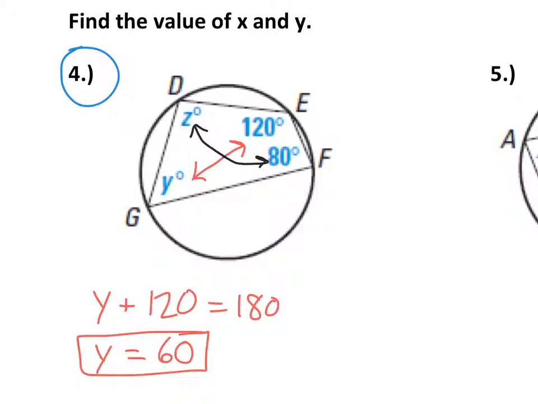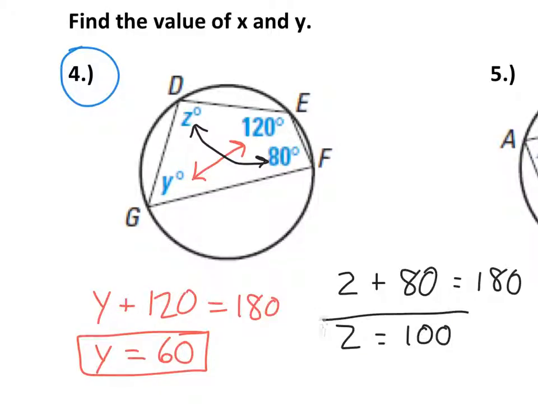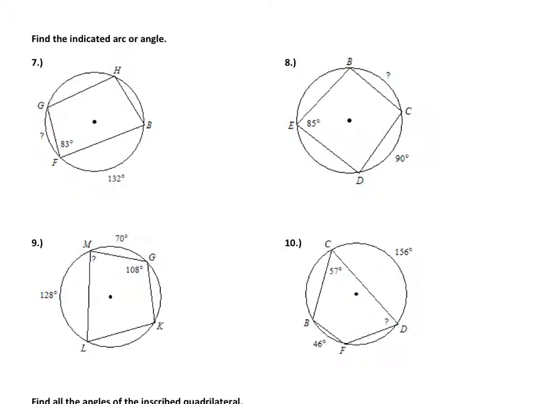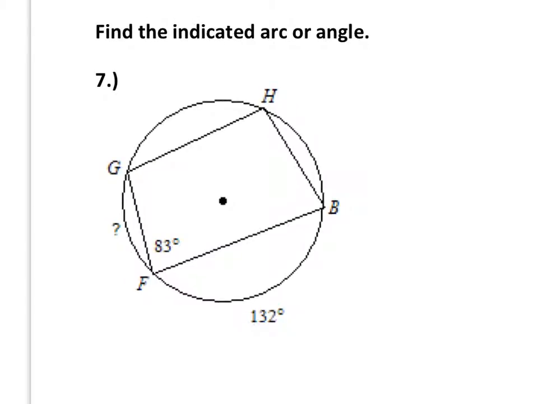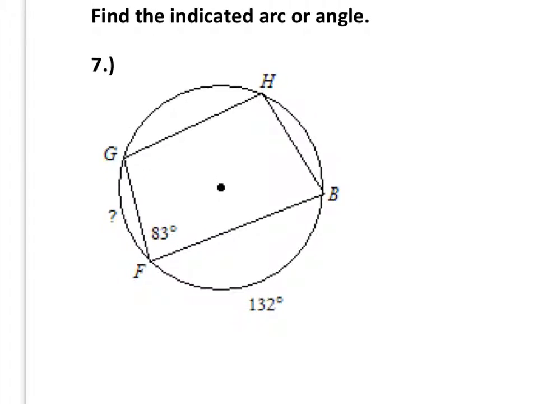Now let's find z. Same process. Z plus 80 equals 180. Subtract 80 from both sides, z equals 100. Alright, let's do one more. It gets a little bit more complicated. So we can use that process and our understanding of inscribed angles and inscribed quadrilaterals in order to find missing arcs or angle measures. So let's look at problem number 7.